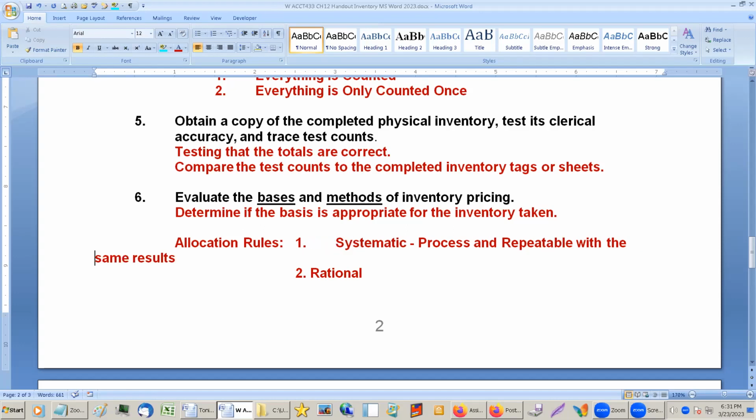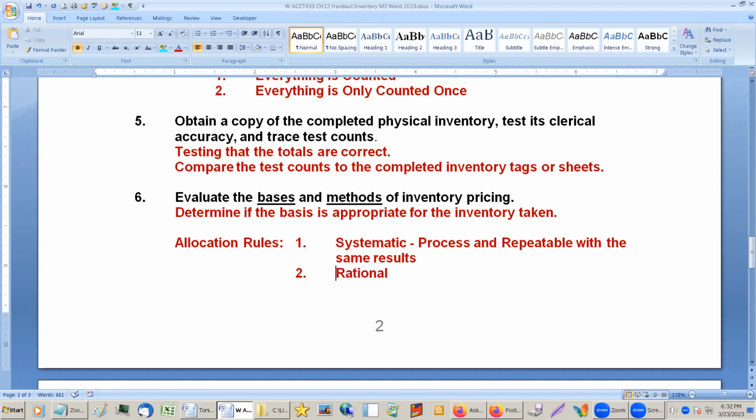And by the way, with the allocation, things like depreciation fall into these also. So it's repeatable with the same result. However I fold my socks, if I have a system for doing it, that is repeatable and they're going to be folded the same way every time.